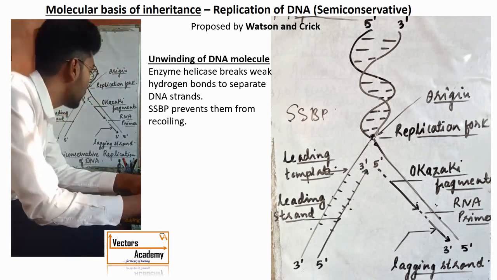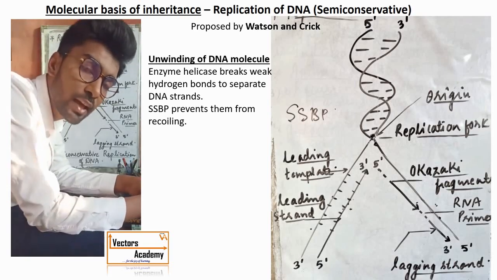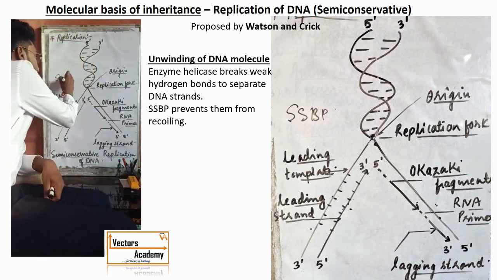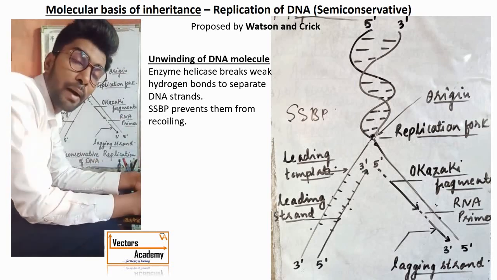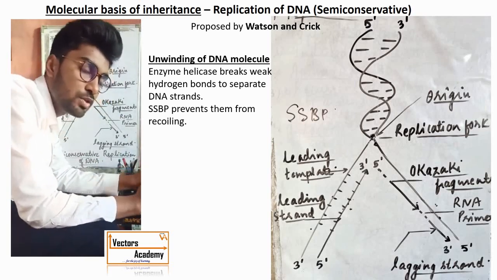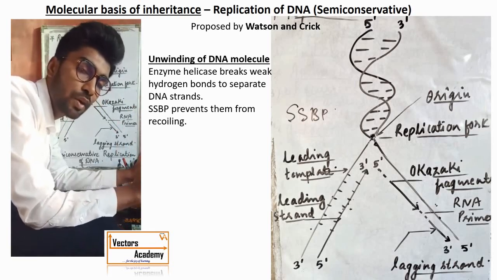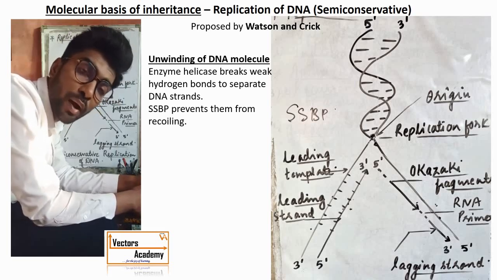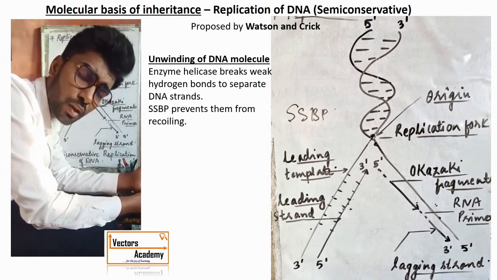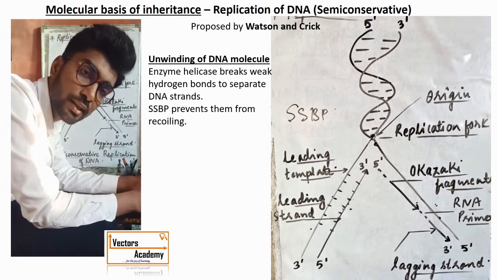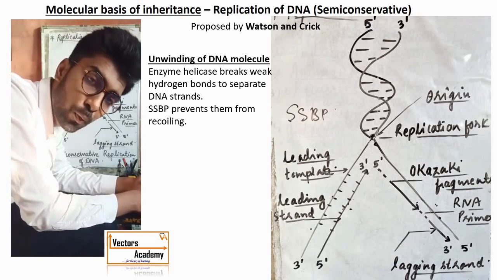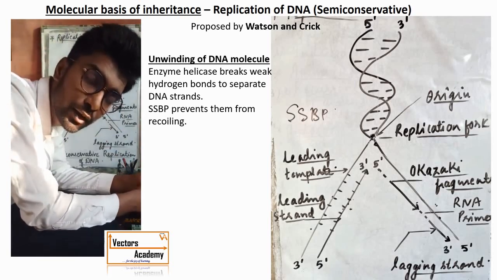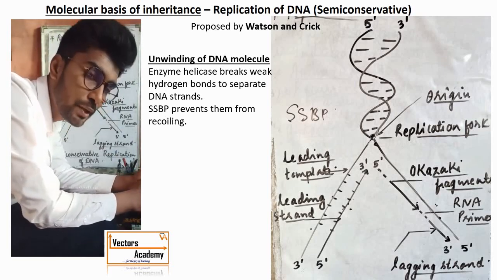Topoisomerase is the enzyme which splits the two strands of a DNA molecule, and the two strands are stabilized by a stabilizing protein called single-stranded binding protein, SSBP. Single-stranded binding protein makes the two strands of a DNA molecule stable. That is called unwinding of a DNA molecule. Unwinding takes place with the help of the DNA helicase enzyme. The two strands start separating by the activity of topoisomerase, and they are stabilized by the activity of single-stranded binding protein, that is SSBP.